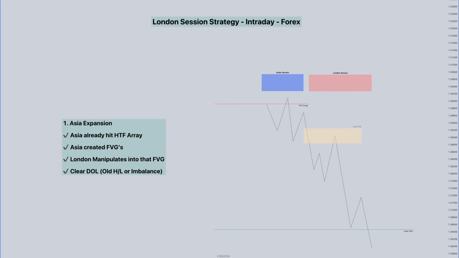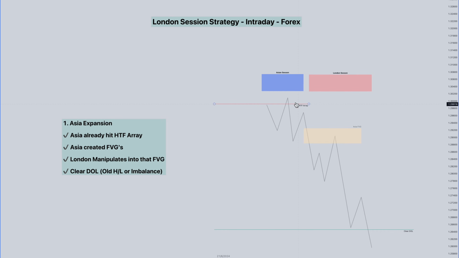The first part of the framework is the Asia expansion. Let's go over the rules. First rule is that the Asia session already hit a higher time frame array. As an example, this is the Asia session, this is the London session. The red line is the higher time frame array. That can be a bearish order block, bearish fair value gap, an old high. If you're not familiar with the PD arrays, make sure you watch the previous videos of the mentorship to fully understand this. Second rule is that Asia has already created fair value gaps.